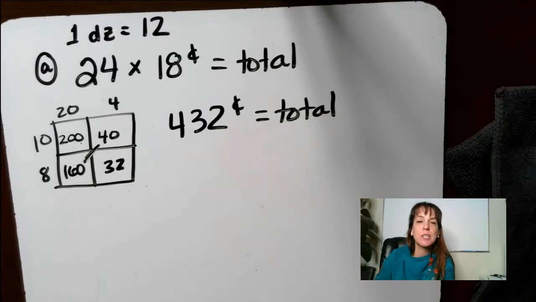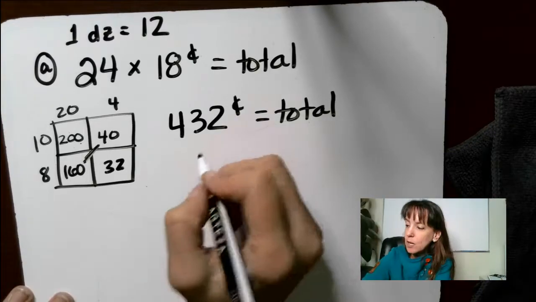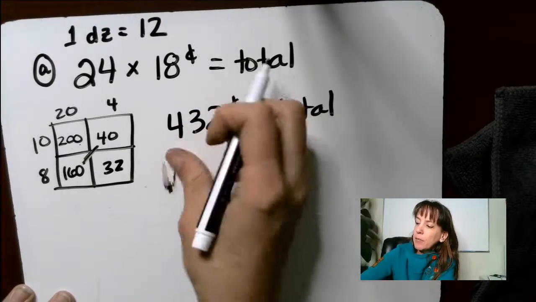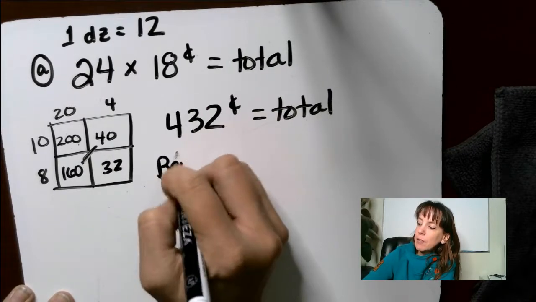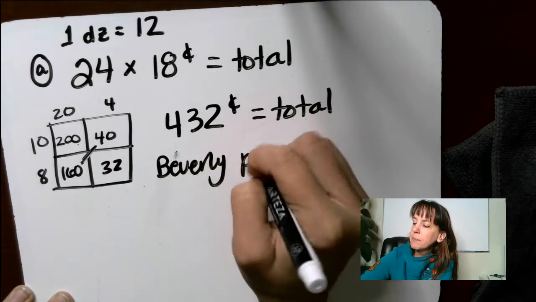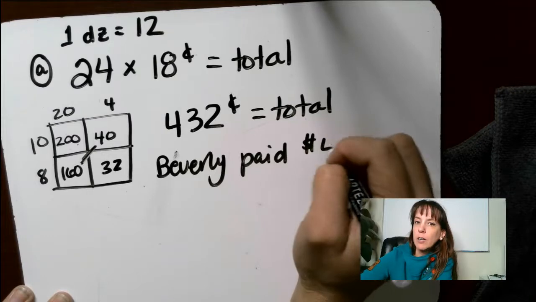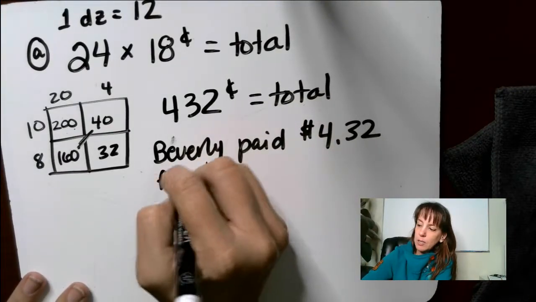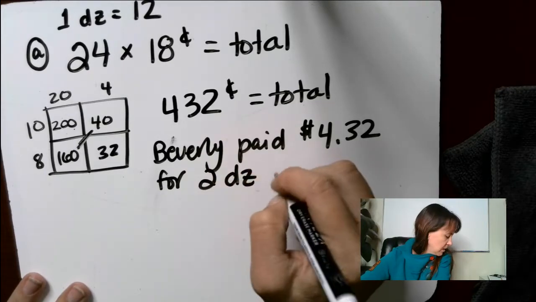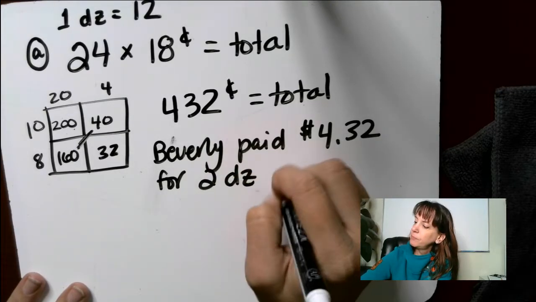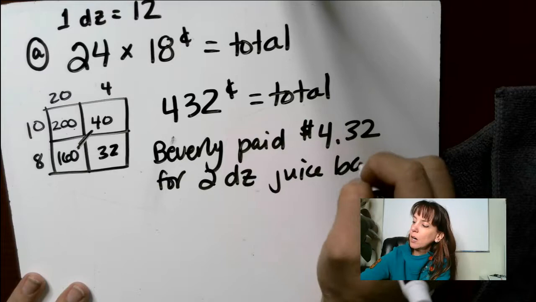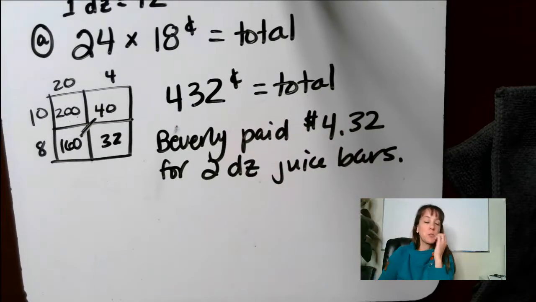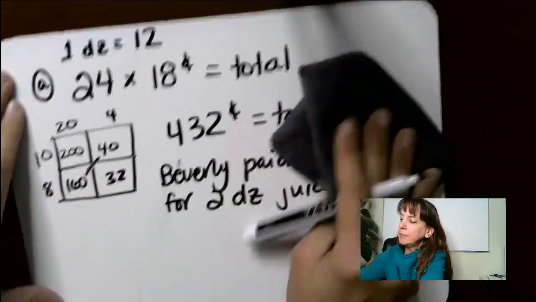Let's do dollars, and dollars just means move it over 2 places. So Beverly paid $4.32 for 2 dozen juice bars. Beautiful. All right, so try B.